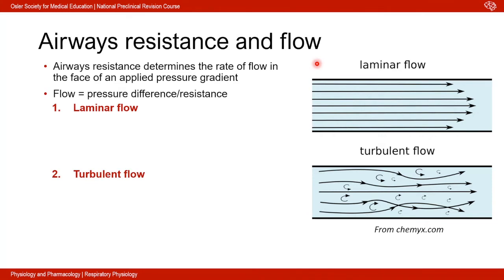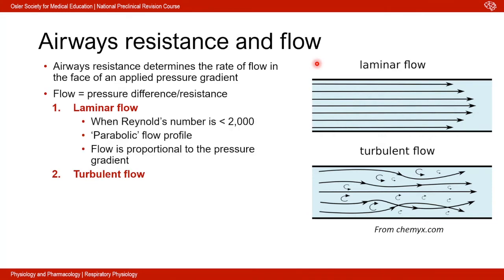So yeah, our two types of flow are laminar flow and turbulent flow. The laminar flow is when the Reynolds number is less than 2000. And I won't go into what that means exactly today, but it might be something worth looking up if you do want to mention it in an essay plan. So yeah, we've got this parabolic flow profile. So it's just like a parabola. And the flow is proportional to the pressure gradient. So those are the key things for laminar flow.